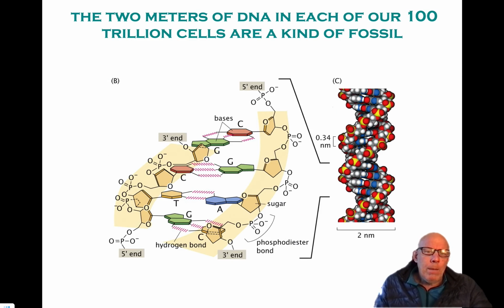So anyway, my main point of all this was just to note that the fossil record, morphology, and anatomy allow us to do classification, but really, in the 2 meters of DNA in each of our 100 trillion cells, that's in a way a most exquisite kind of fossil.